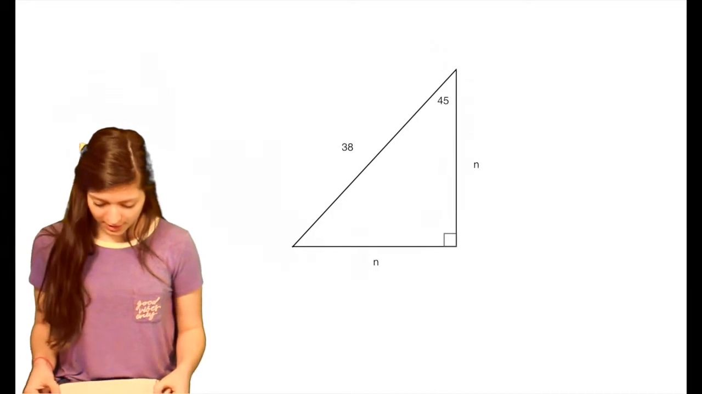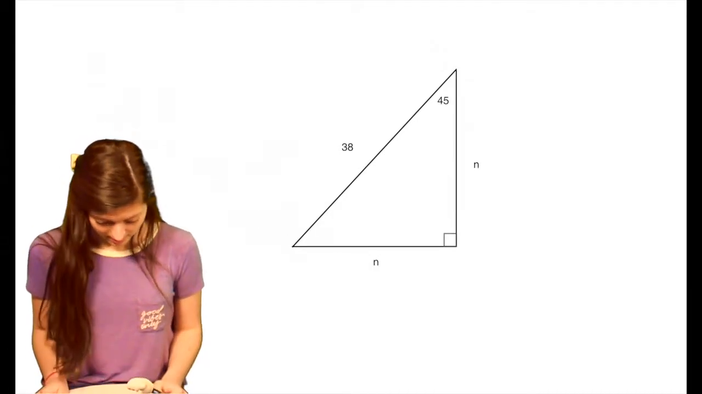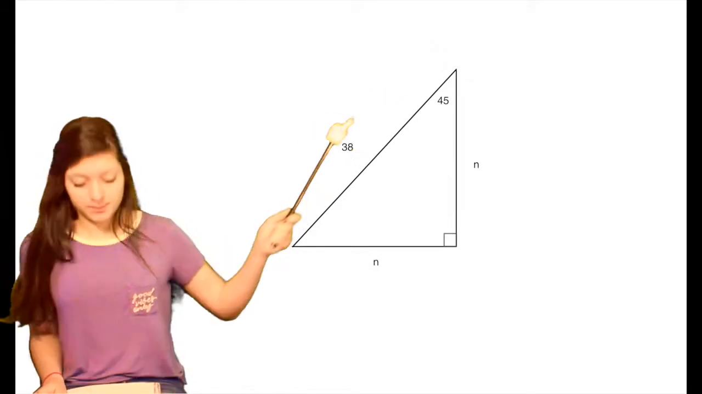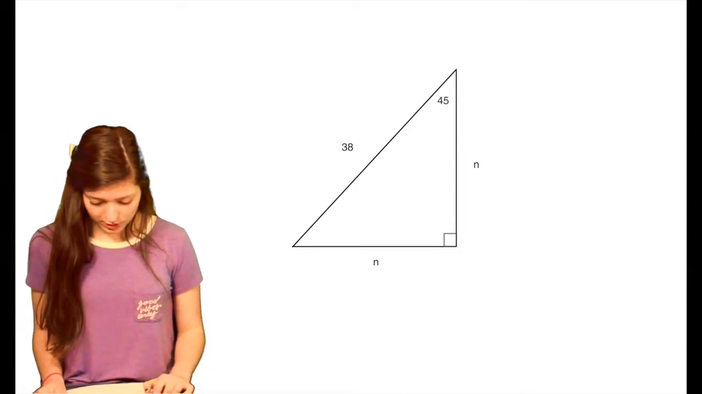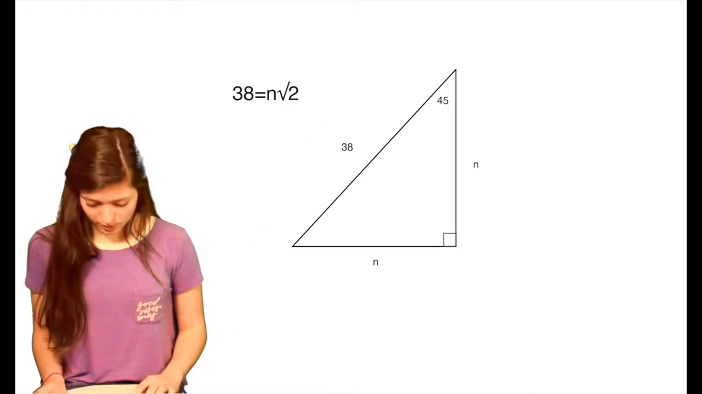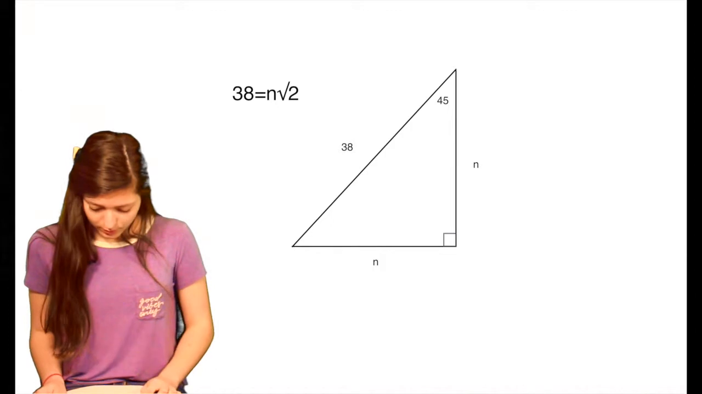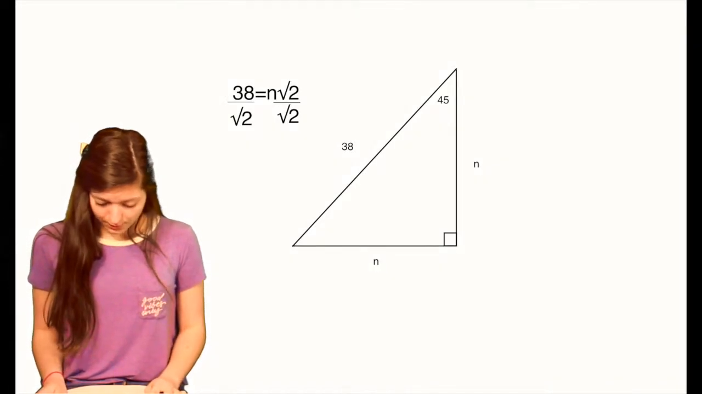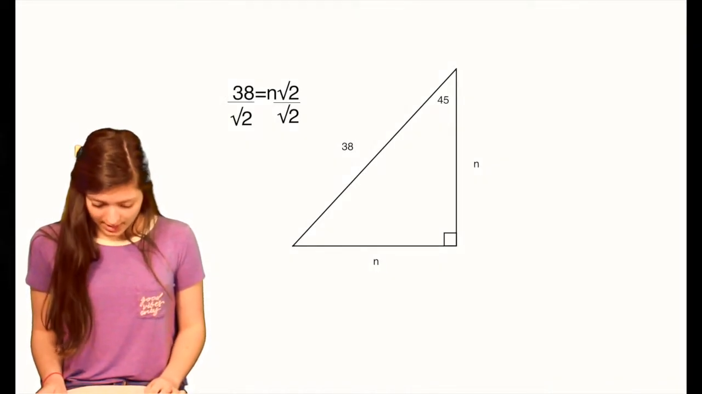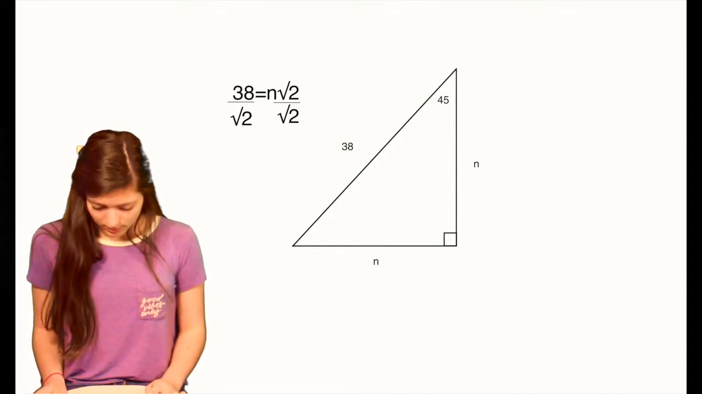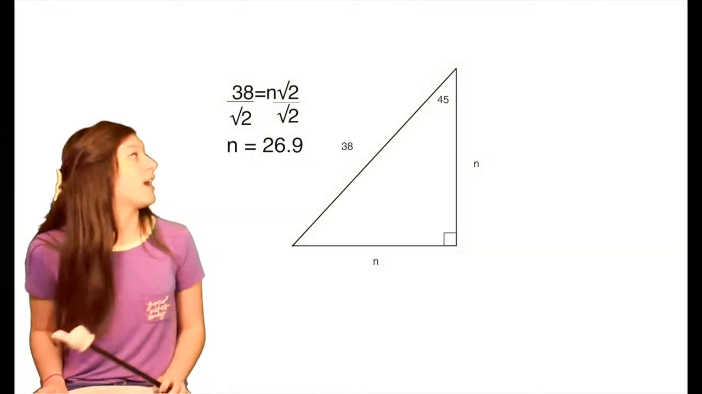We can also solve for n if we know what the hypotenuse is. If it's equal to 38, we can do the equation 38 equals n root 2. Now we divide both sides by the square root of 2 in order to get the variable by itself. 38 divided by the square root of 2 is equal to 26.9. Now let's see how we can apply this to the real world.